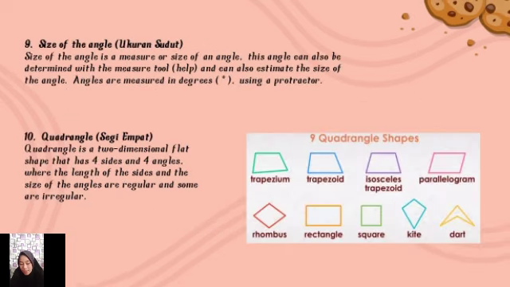Next is size of the angle, or ukuran sudut. Size of the angle, or ukuran sudut in bahasa, is the measure or size of an angle. This angle can also be determined with a measuring tool, and you can also estimate the size of the angle. Angles are measured in degrees using a protractor.